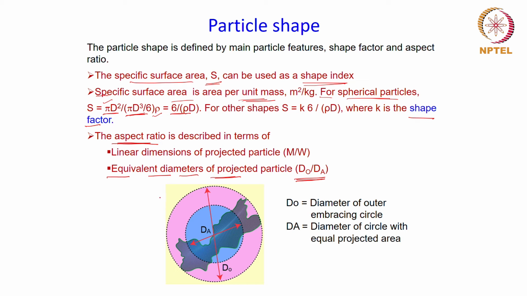like what is being shown for this particular particle over here, wherein d0 is the diameter of the outer embracing circle, as you could see over here, and dA is the diameter of the circle with equal projected area, which is this one. Okay. So, if you take the ratio of these two, this can be used as the aspect ratio for a particle like this.